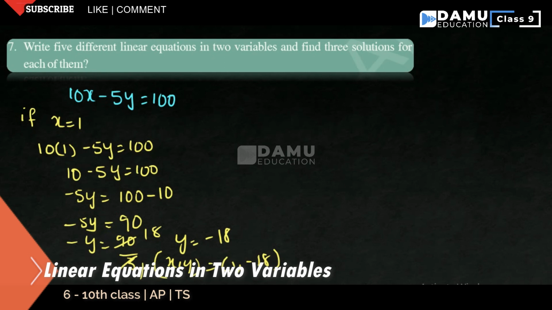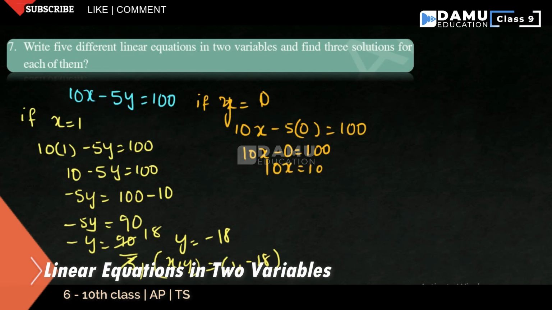If x is equal to, x you can take or y. So let's write y will be equal to 0. Let's take it like that. So 10x minus 5 into 0 will be equal to 100. Then here 10x minus 0 will be equal to 100. Then 10x will be equal to 100. Then x will be equal to 100 by 10. 10 tens are 100. So (x, y) will be equal to 10 comma 0.